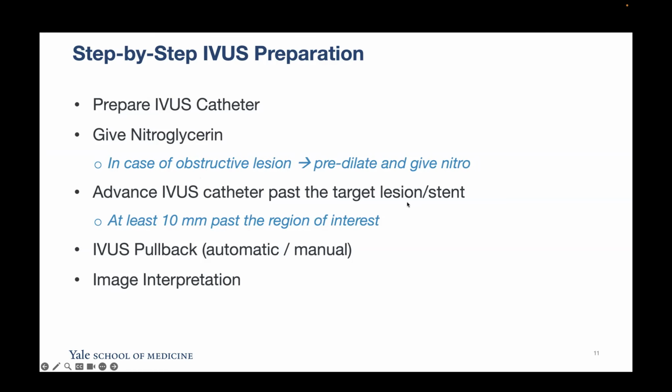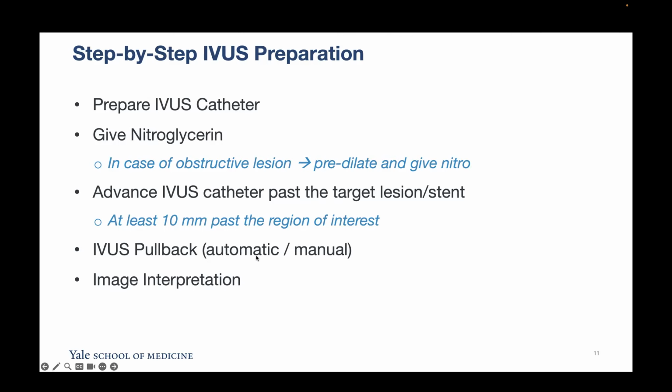Advance the IVUS catheter past the lesion or stent, at least 10 millimeters past the region of interest, so we can check on proper landing zones if it's the pre-PCI run, or take a look at 10 millimeters past the stent and make sure that there's no dissection, there's no injury distal to the stent. So it's nice practice to have a little room distal to your region of interest.